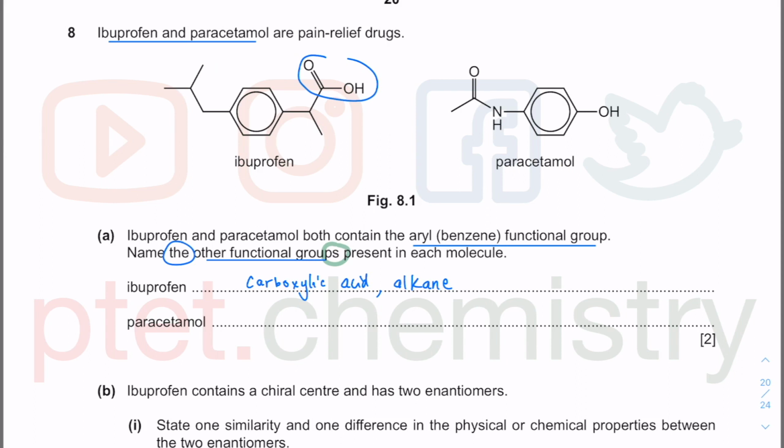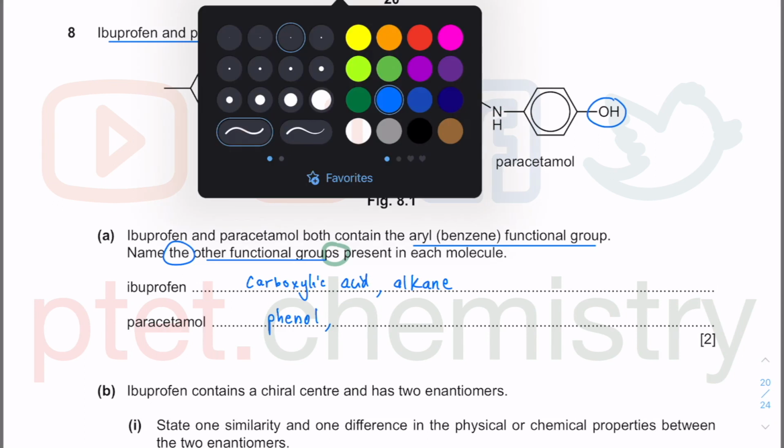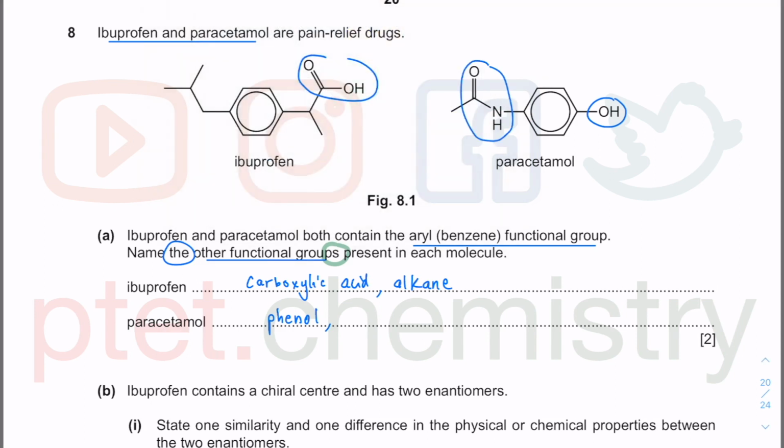On the paracetamol, we have this OH bonded to the benzene. That is not just any alcohol. That is what you call a phenol functional group because it's the OH bonded to a benzene ring. And then you have this amide. Even though this looks like an amine, like phenylamine, this is no longer an amine. It's actually an amide because it's next to a C double bond O. So that thing there, CONH, is what you call an amide.